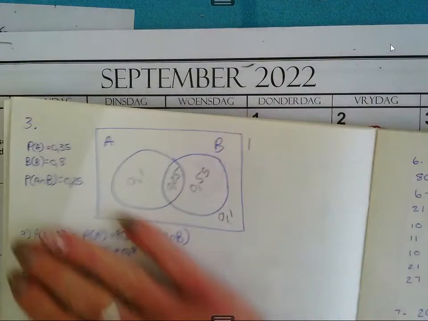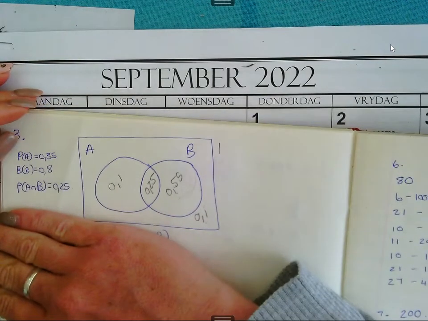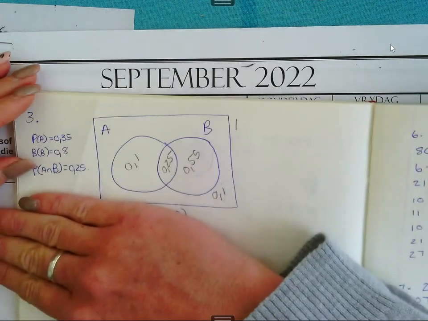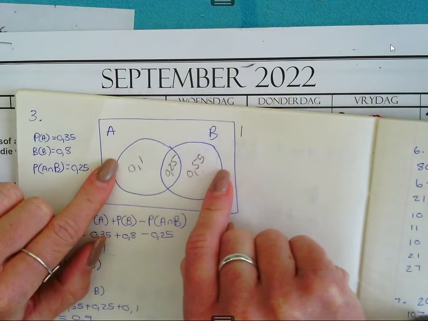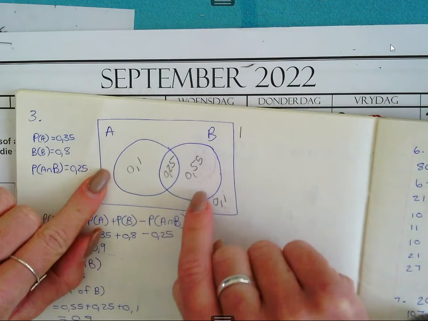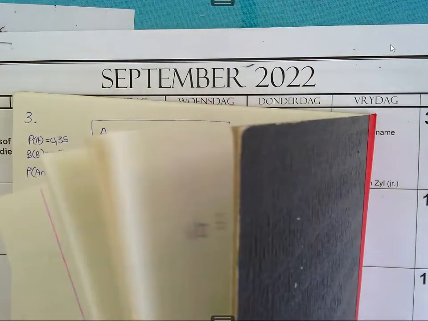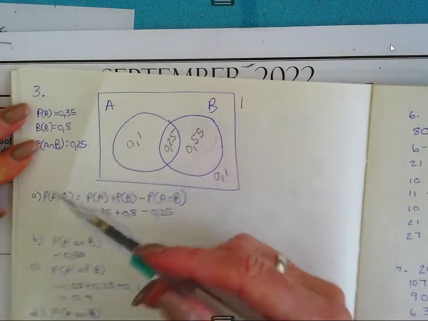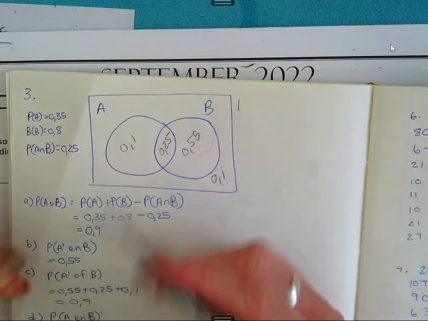The next one, they didn't give you a situation, they just said the probability of A is 0.35, the probability of B is 0.8, and the probability of A and B is 0.25. Start in the middle, subtract to get to the outside. When you add these three, you'll see it gives you 0.9, so there's a 0.1 not accounted for that has to go on the outside. There it is.